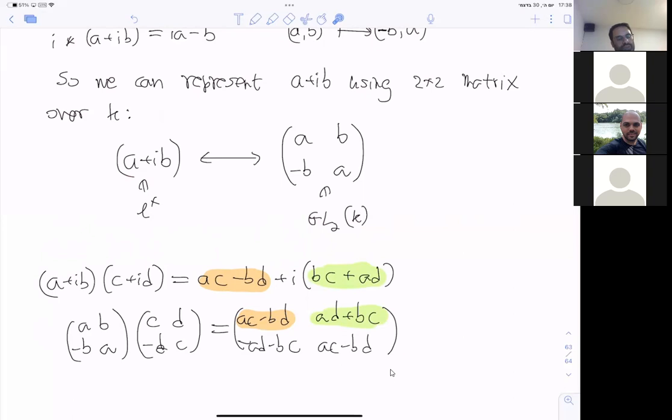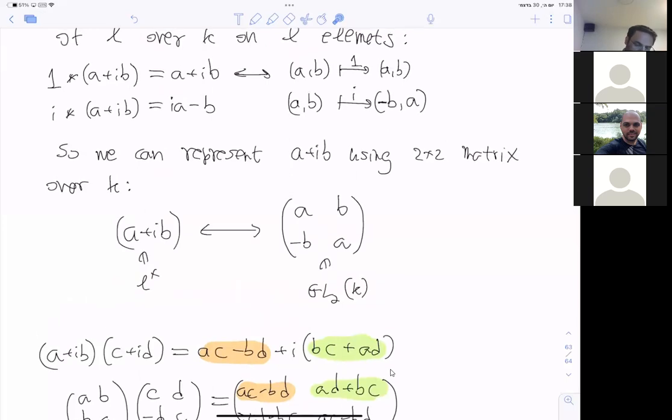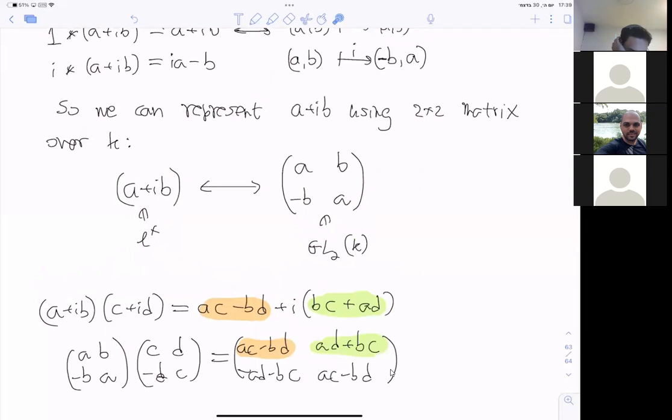Question. So the first row is obtained by multiplying these matrices by 1, and the second row is obtained by multiplying these matrices by I. Not the matrix, the rows. Yeah, exactly. So here in the example, you showed us only the example of 1 times A plus IB times C plus ID. You didn't show us the example of I times A plus IB times C plus ID, right? So this will be no. These belong to K.